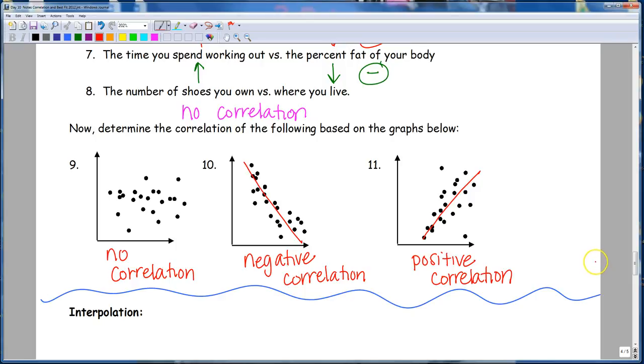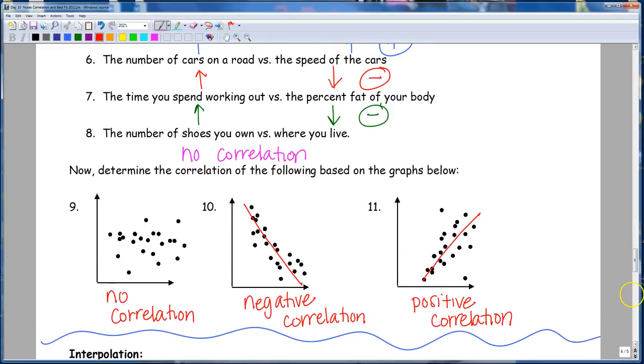All right, there you go. So that's how to do negative, positive, and no correlation problems. And these are the only types of problems you will see on your test. Well, the only types of correlation problems you will see on your test coming up in a few days.